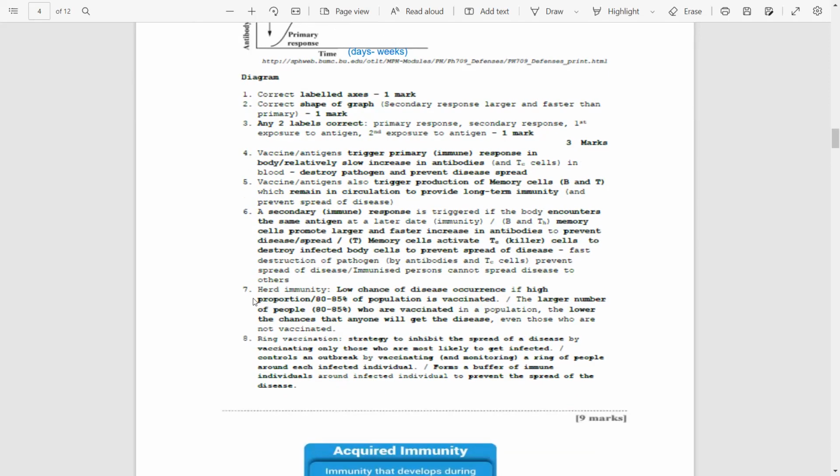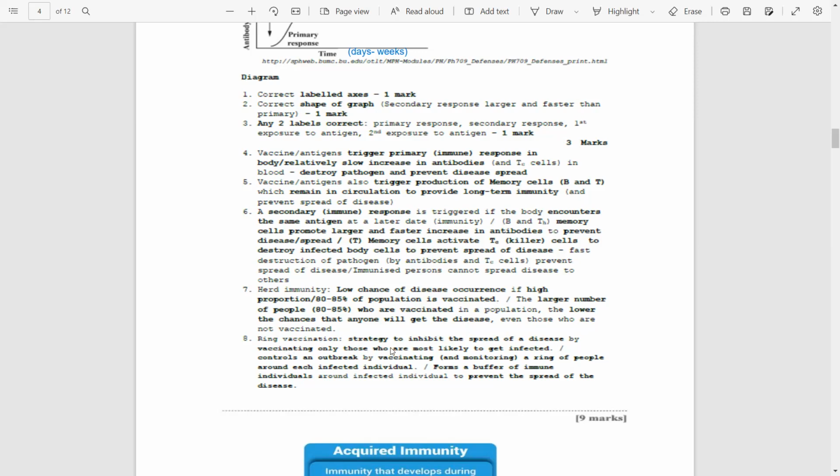There is also the whole concept of herd immunity, where vaccination helps decrease the amount of possible hosts for the pathogen. So there is a low chance of disease occurrence if a high proportion, up to 80 to 85% of your population is vaccinated. The larger the number of vaccinated people in a population, the lower the chance that anyone will get the disease, even though some members are not yet vaccinated.